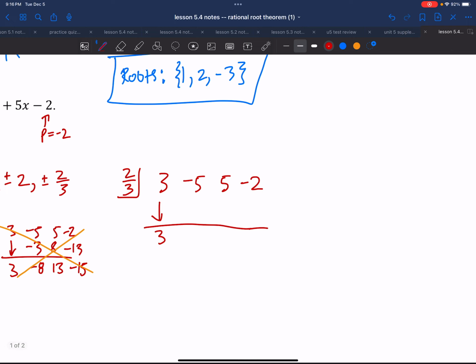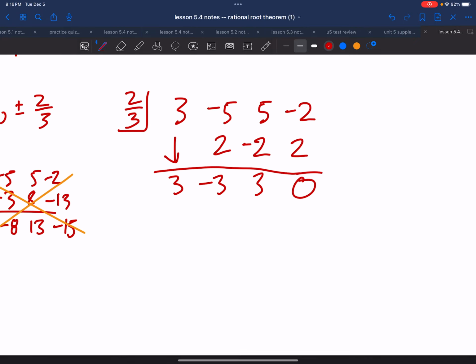Drop the 3. 3 times 2/3 is 2. Negative 5 plus 2 is negative 3. 3 times 2/3 again is 2. That's negative 2. Okay, so 5 plus 2 is... sorry, that's negative 3. And 3 times 2/3 is 2. And negative 2 plus 2 is 0. Ta-da! Hey, 2/3 actually worked. And that's nice. That's great.